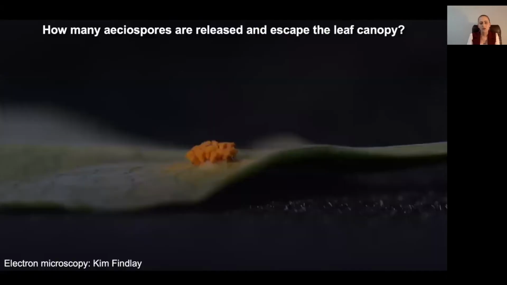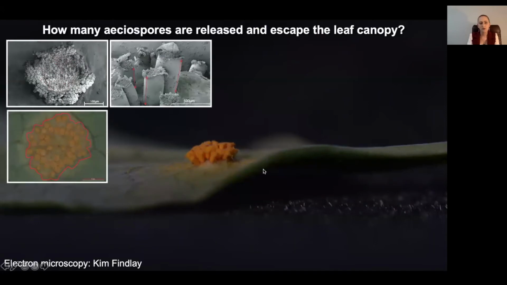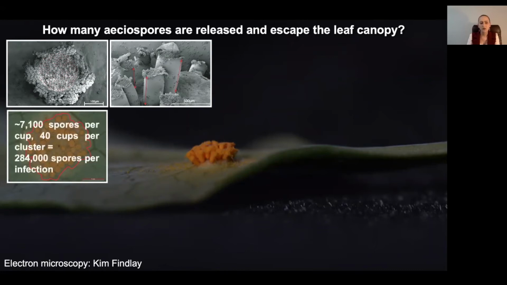And so the first question was, how many aeciospores are really being created and released from these aecia? Here we have a picture of a single aecium that's being created. So we're going to call this one infection. Vanessa then worked with our microscopy department to do a lot of SEM analysis and then a lot of computational analysis of those SEM pictures. And she was able to show that within one single infection, we were creating around 250,000 spores on average.